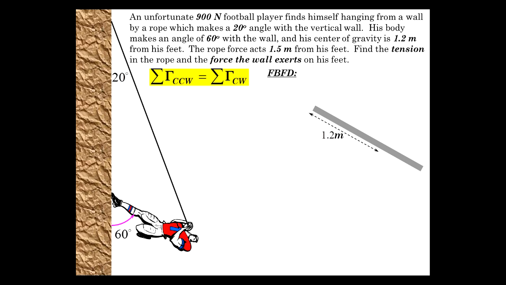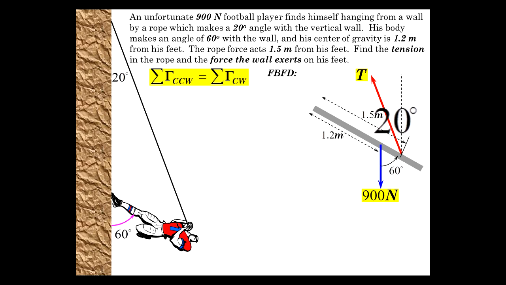and the rope acts at a different point, but the 900 newtons acts at 1.2 meters from the pivot point, so that's not in the center. And there's a 60-degree angle here from the vertical and his body, right? Now, 1.5 meters from the pivot point is where the rope is applied, the tension that we're looking for. And of course, with respect to the vertical, that's 20 degrees.